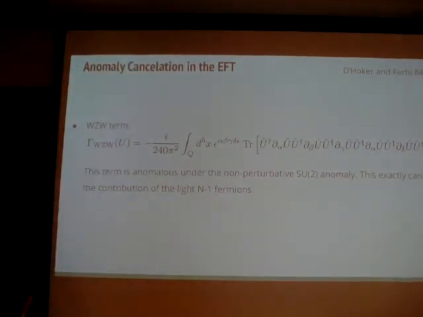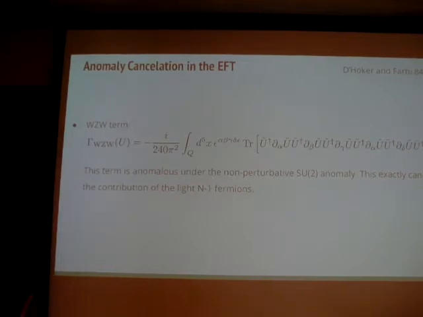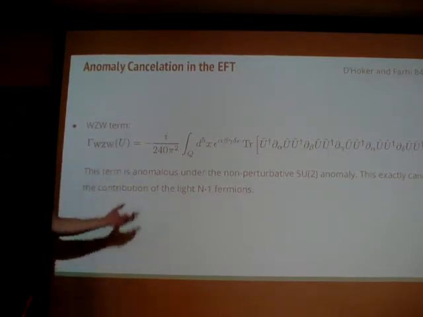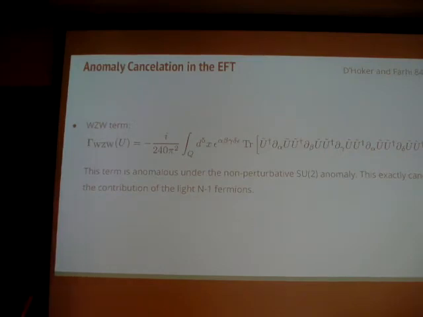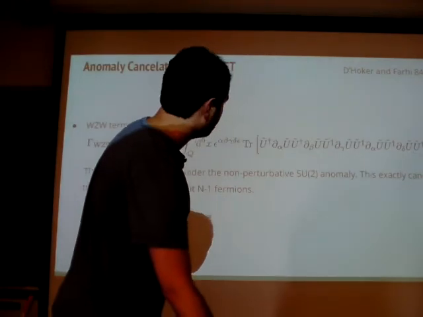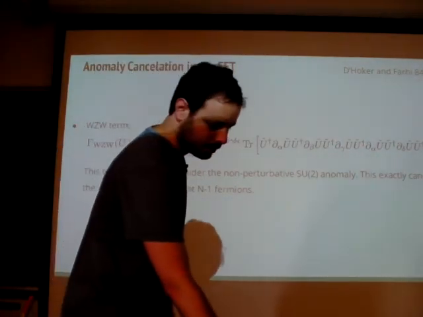The first term, the Wess-Zumino-Witten term, is crucial for the cancellation of the non-perturbative SU(2) anomaly. We started with 2N fermions, so that did not have a non-perturbative SU(2) anomaly, but we integrated out one generation. So now we have an odd number of fermions, so potentially they would have a non-perturbative SU(2) anomaly. This term serves to cancel that anomaly. It has an equal and opposite contribution to the non-perturbative anomaly. But I'm not going to dwell on it too much because it's not crucial for our story.